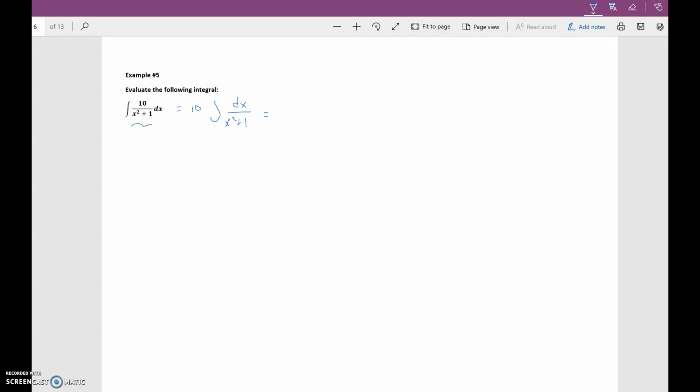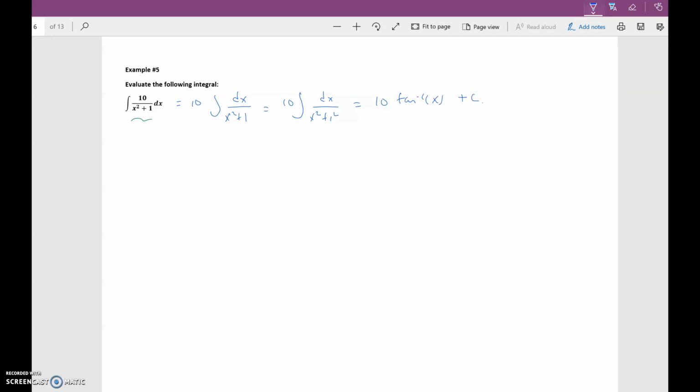And no need of a partial fraction decomposition because this is technically just dx over x squared plus 1. If it was a minus 1, then in that case, yes, it would be a different one. So this one is a tangent inverse. So this will be just 10 times the tangent inverse of x plus the constant c.